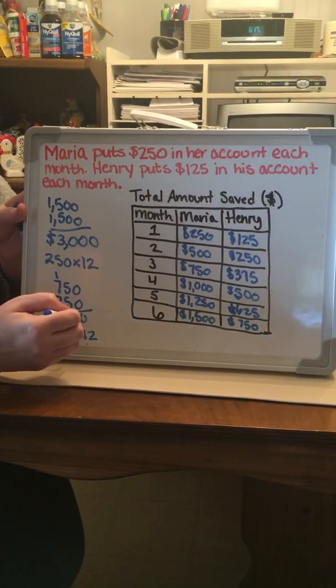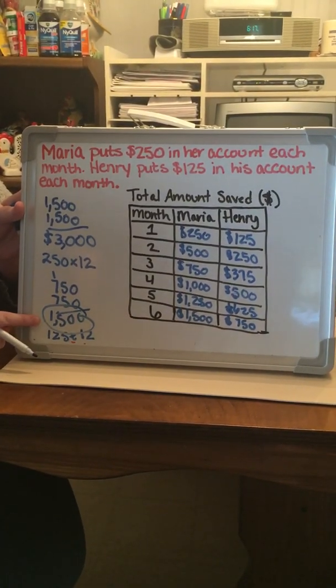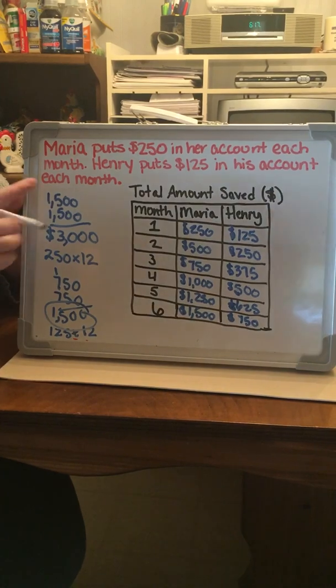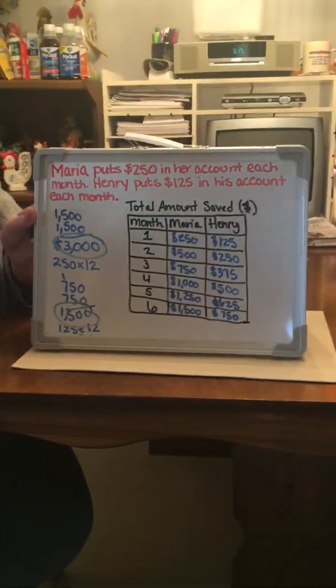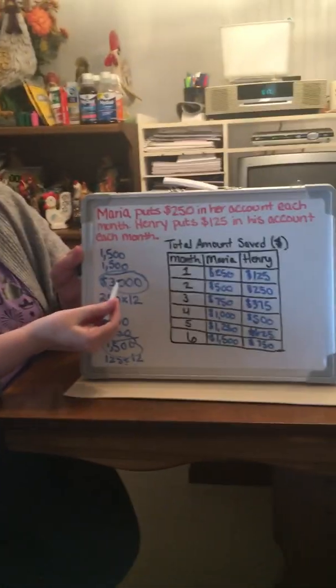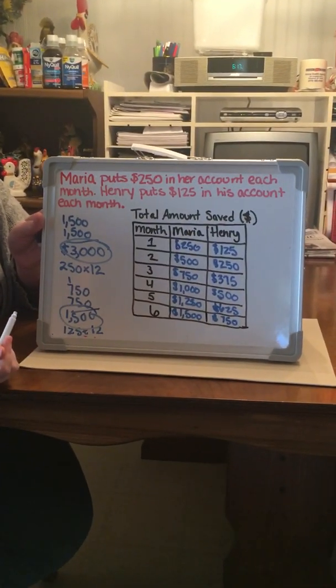And look, our relationship still holds because 1,500 is half of 3,000. So our relationship between Maria and Henry still holds. Maria is still saving double what Henry is saving.